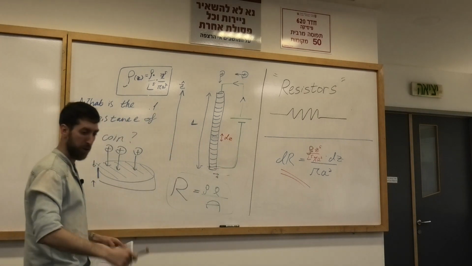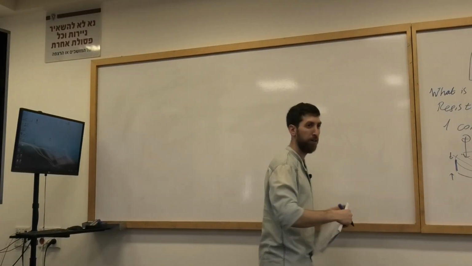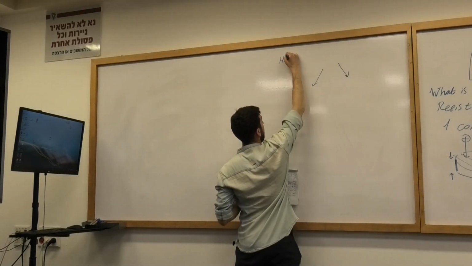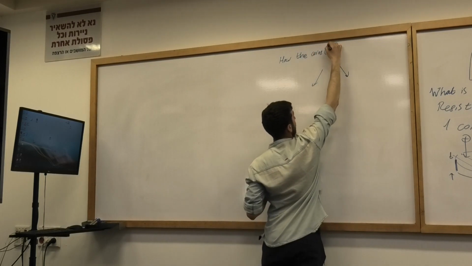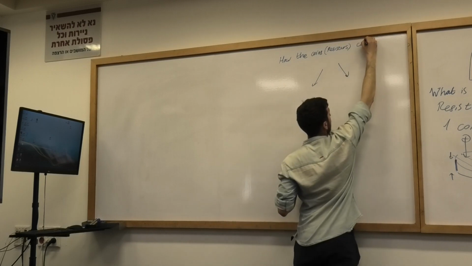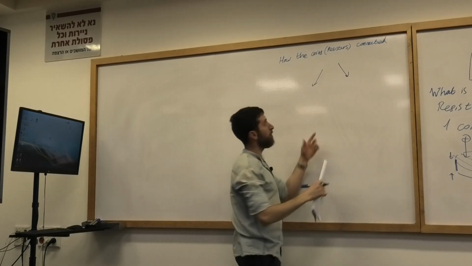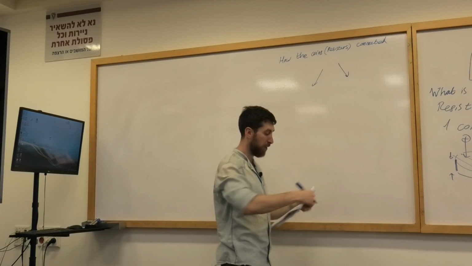I'm going to this board, and now I want to ask you, how are all these coins connected to each other? We have two ways the resistors can be connected. We have two ways to connect stuff. One way is series, exactly.